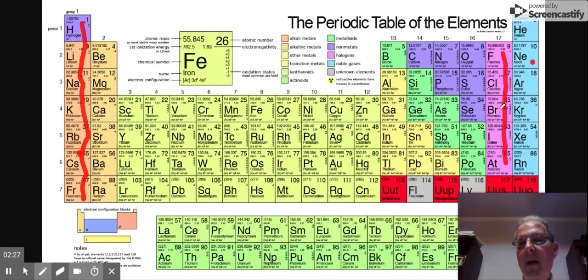Fluorine and chlorine and bromine and iodine and so forth all need one more electron to achieve that full shell of 8 that is represented by this column here. And so it wants to steal one. These want to donate one. So they react very violently and very strongly with each other.